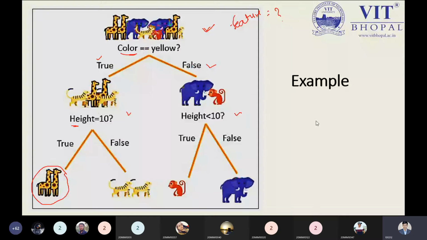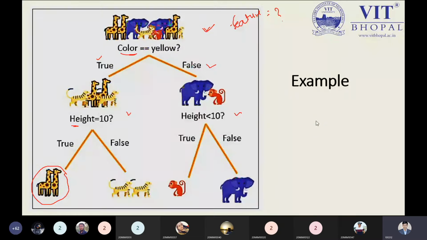So we found the color that belongs to yellow. Here the giraffe and tiger belong to approximately the color yellow, so they come into the true part, which is followed by the left side only. On the right side we get the elephant, which is approximately blue, and the monkey, which is brown. So both do not belong to the yellow color.